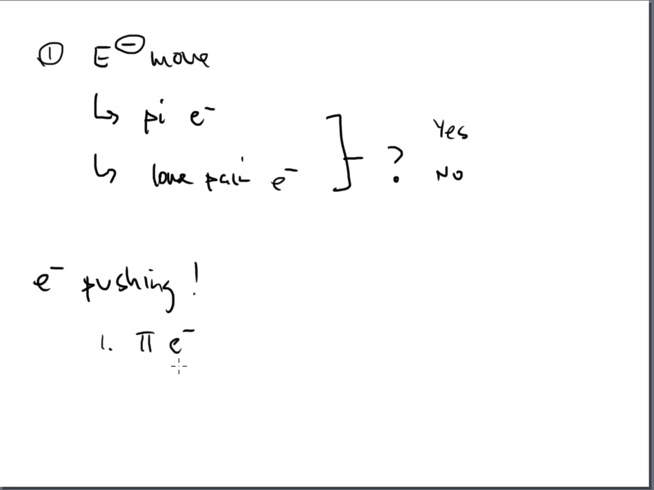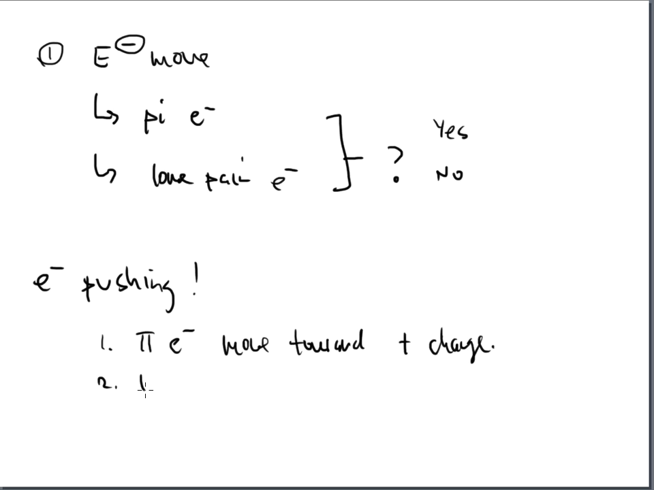Pi electrons can move toward a positive charge. All right, so there's rule number one. If there is a positive charge nearby, then pi electrons can move toward it. They're more attracted to that positive charge. So of course they can move toward it, right? So this is a delocalized network, delocalized electrons within a molecule.